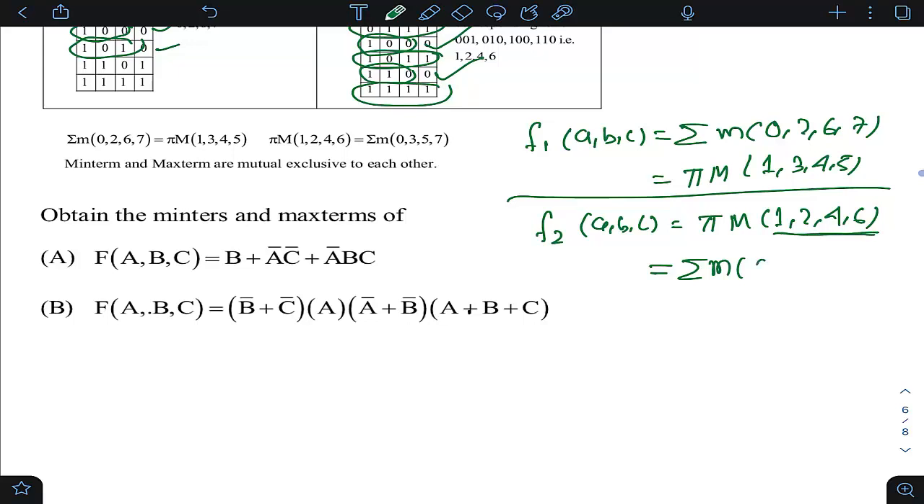So what are the missing numbers? 0 is missing, 3 is missing, 5 is missing, 7 is missing. These are the Minterms. So if Minterms are given, we can get Maxterms, or if Maxterms are given, we can get the Minterms. In the next video, we are going to see some more properties of Minterms and Maxterms.